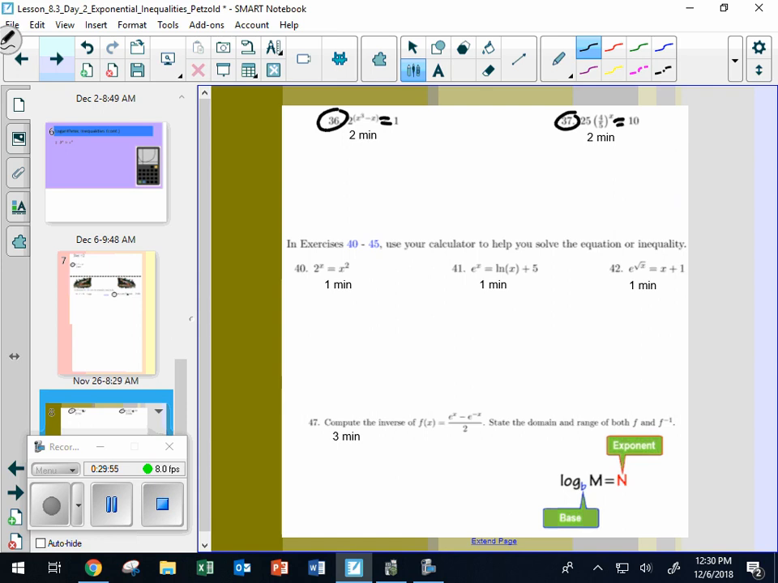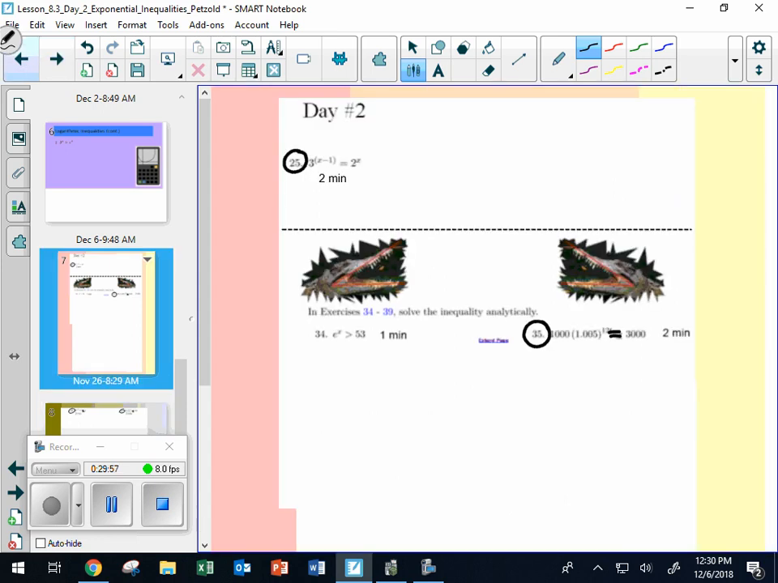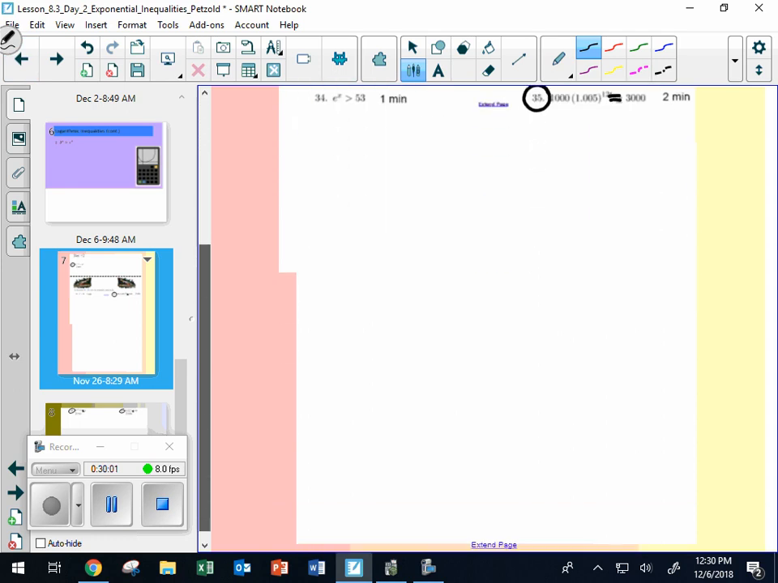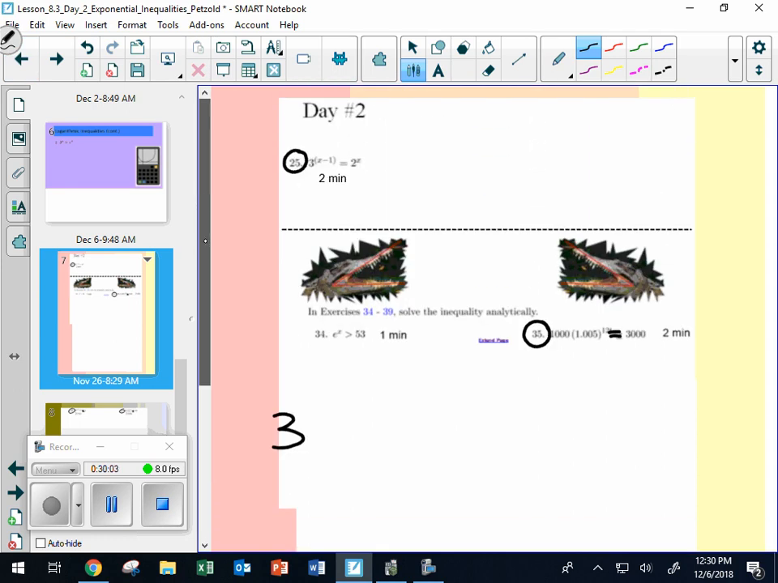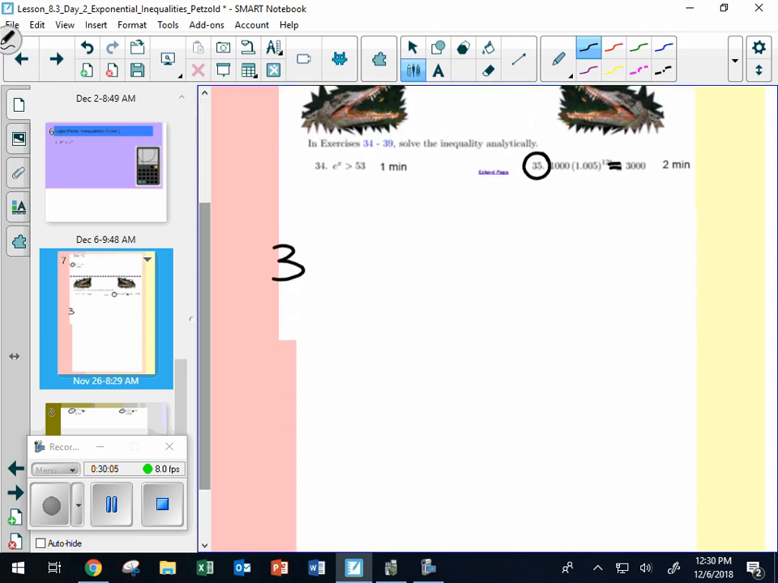And once you have selected those, come back to this first page. We are going to do this first problem together. I'm going to write it down here. We start with 3. Okay. This problem here, yes.